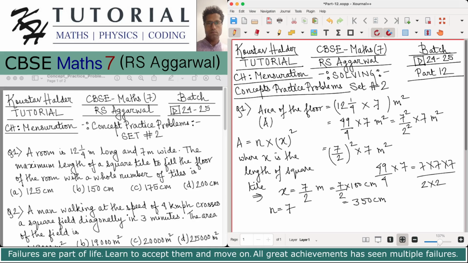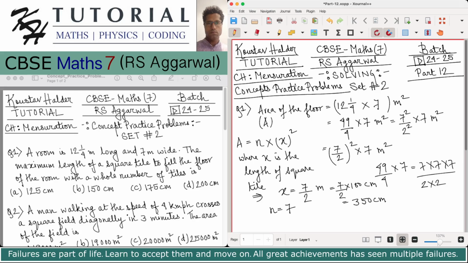I don't know, I think 49 by 4 is correct. 49 by 4 should be the area of each square tile. That is, 7 by 2 meters should be the length of each square tile, which is equal to 350 centimeter.